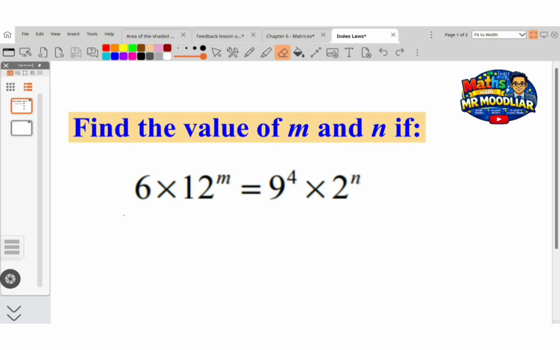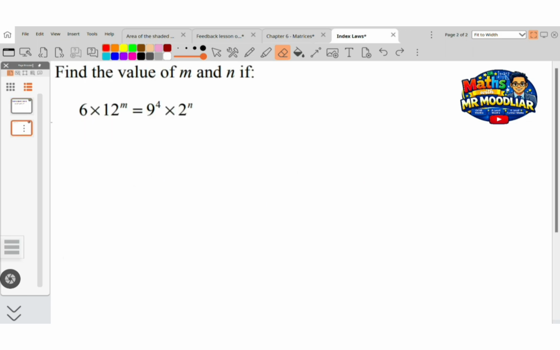Okay, so in this video, we are going to work out the value of m and the value of n from these equations. So the equation that we have is 6 times 12 to the power of m is equal to 9 to the power of 4 times 2 to the power of n. So what can we do here?